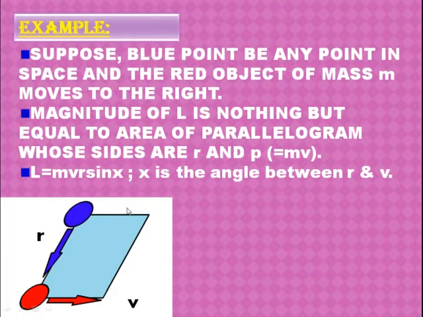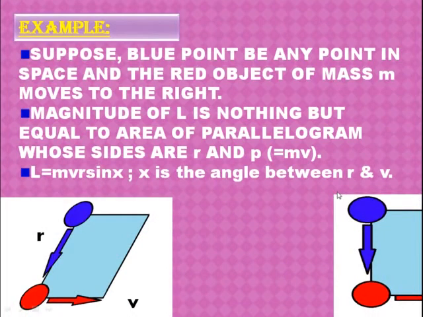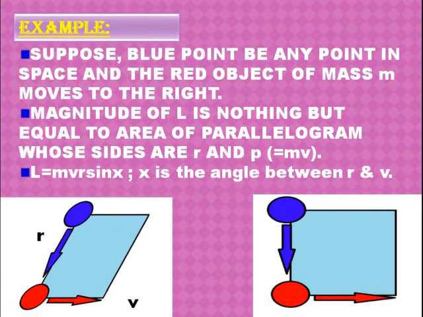From the definition of angular momentum L equal to r cross p, we can say the magnitude of L is nothing but equal to the area of the parallelogram whose sides are r and p, that is mv. So L equal to mv r sin x, where x is the angle between r and p. Now from conservation of angular momentum, we can say the area of the parallelogram at time t equal to t1 equals the area of the parallelogram at time t equal to t2.